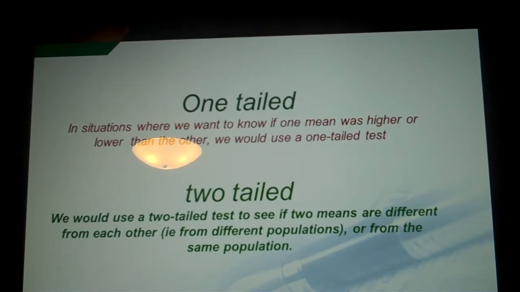If I do a one-tailed test, I am predicting a direction. I think something will get bigger or smaller, more or less. Two-tailed means I don't know the direction, but I know something is going on. That's what two-tailed implies.